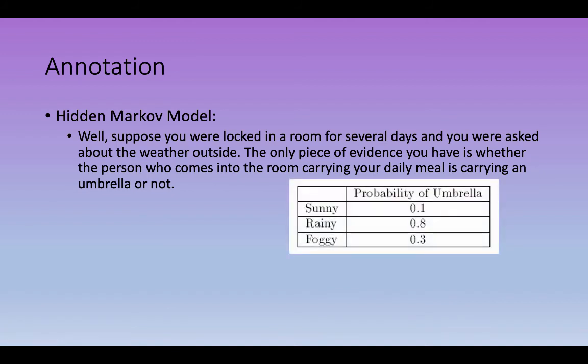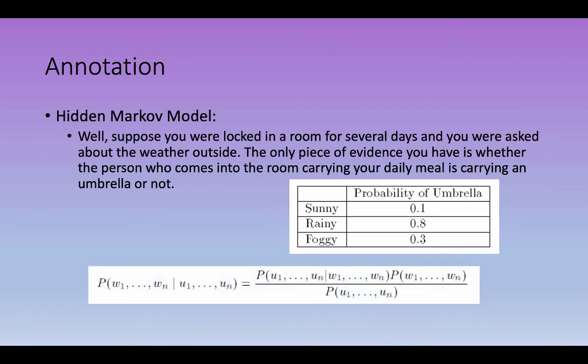So in this case, what we know is that if it's sunny outside, the probability that you're going to carry an umbrella is 10%. If it's rainy outside, the probability that someone's going to have an umbrella is 80%. And if it's foggy outside, the probability that someone's going to have an umbrella is 30%, right? And what we can do here is we can now base our probability of the weather, right? We can say, well, now it's not based upon me actually observing the weather of the previous day or anything like that. It's based on me observing whether or not someone's got an umbrella or not.